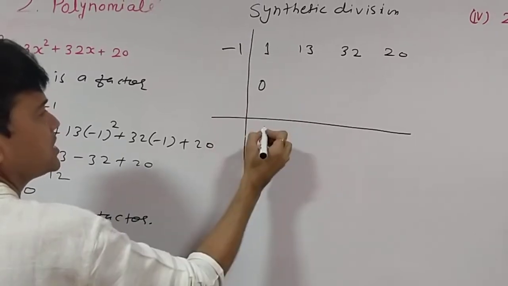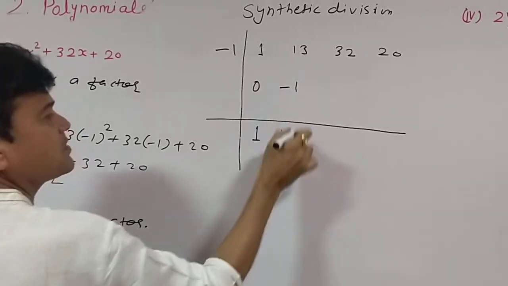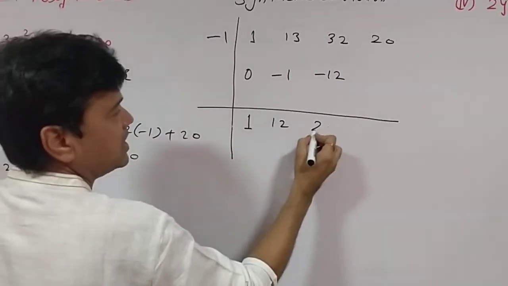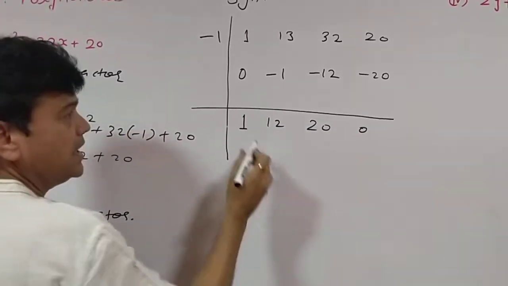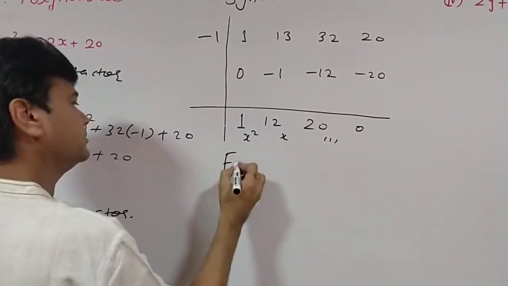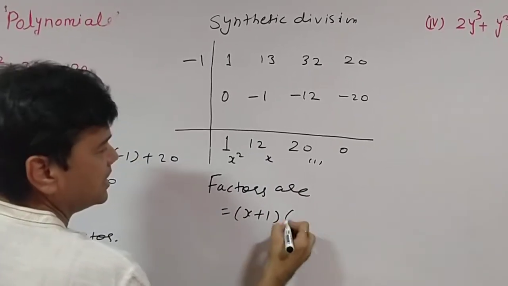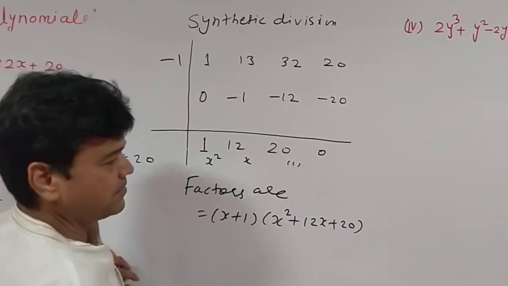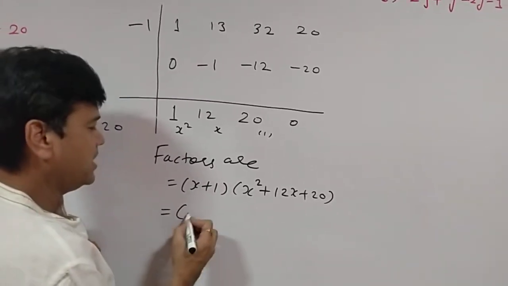0. 1 plus 0, 1. 1 into minus 1, minus 1. 13 minus 1, 12. Minus 1 into 12, minus 12. 32 minus 12 is 20. Minus 1 into 20, minus 20. The answer is 0. 3 terms, so it is a quadratic. The factors are x plus 1, and the other is x square plus 12x plus 20. Again splitting: multiplication is 20, addition is 12. Find the factors.